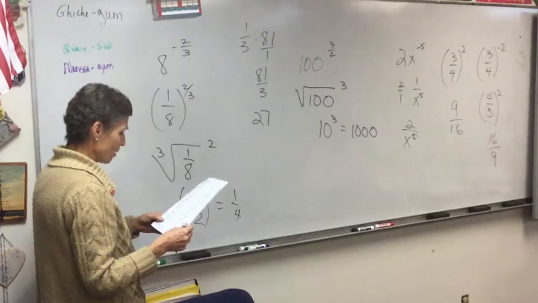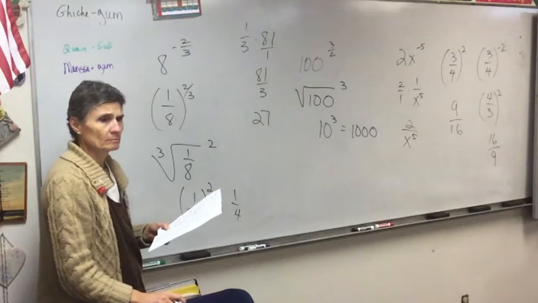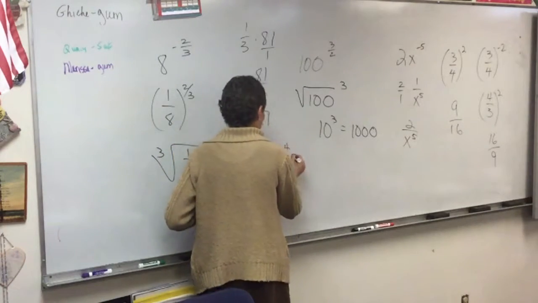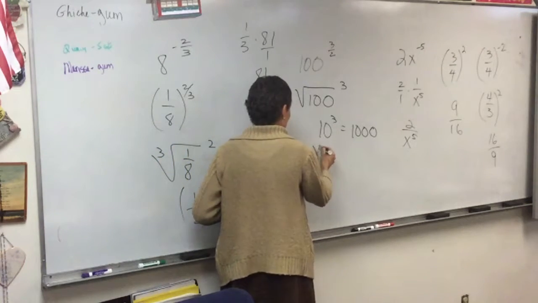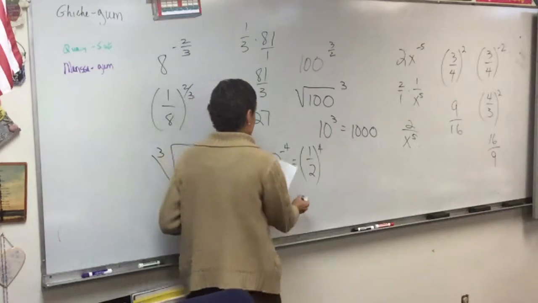11. Oh yeah, 11's easy. 2 to the negative 4th. What does that mean? 1 over 2 to the 4th. That's 1 over 16.